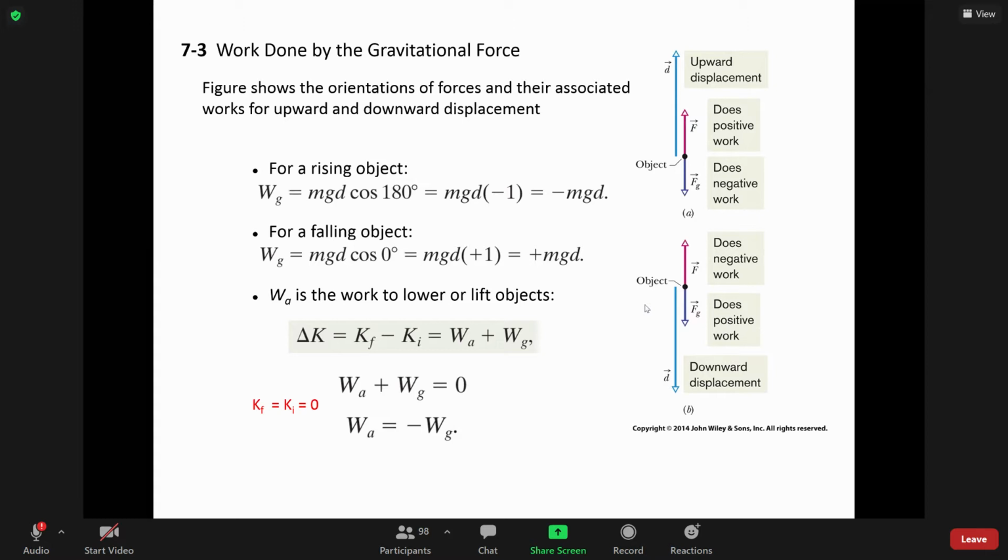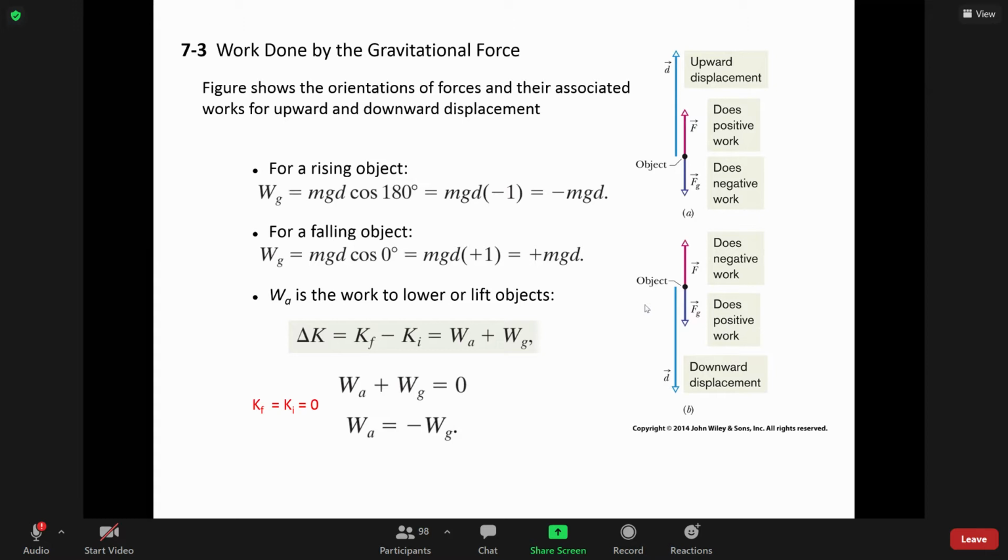Okay? They are both equal, by the way, equal in magnitude but opposite, which means one is positive, the other one is negative. I cannot say direction because this is work, a scalar quantity, so I don't have direction. I'm saying only that one quantity is positive and the other one is negative.